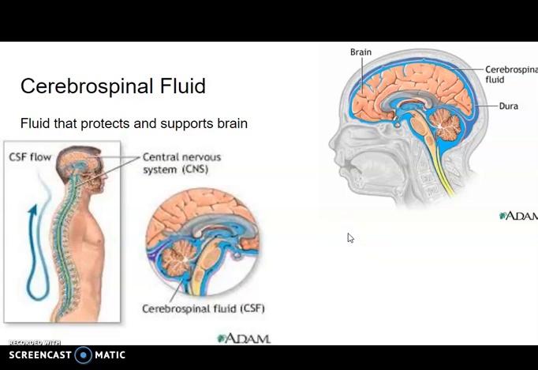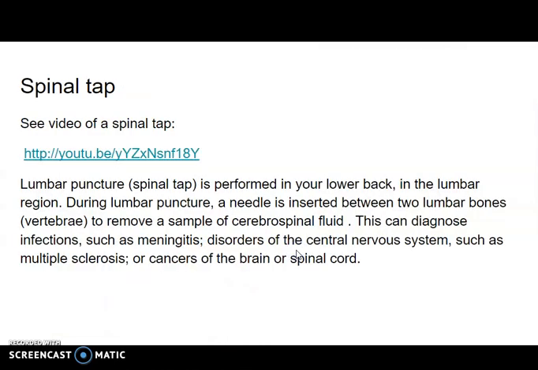I already showed it to you in class, but spinal taps are cool because this one's a lumbar spinal tap called a lumbar puncture. And the needle is actually inserted between two lumbar vertebrae, and they use it to diagnose things like meningitis or disorders in the nervous system. If it comes out clear, that's good, but they'll still take it and test it to make sure that there's nothing wrong with it. If it comes out milky, that's a problem. That means you have an infection in your meninges or meningitis.